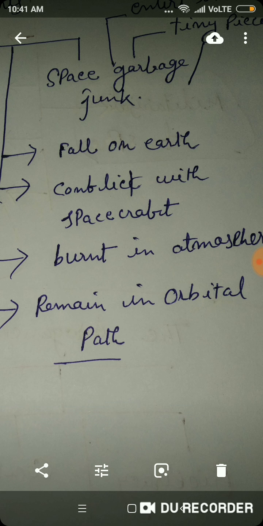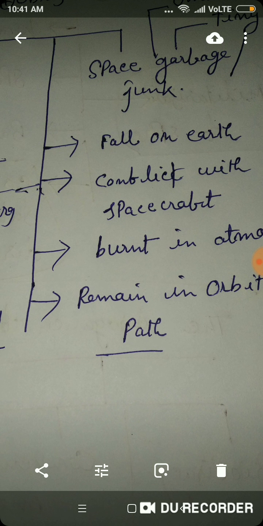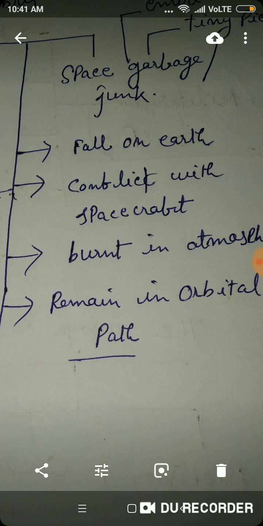It might fall on the earth, or it might conflict with spacecraft. Whenever a spacecraft is sent to space, space debris might create a conflict. That is why the USA has a space surveillance system, which, when it observes a threat of collision with space debris, changes the direction of the spacecraft.